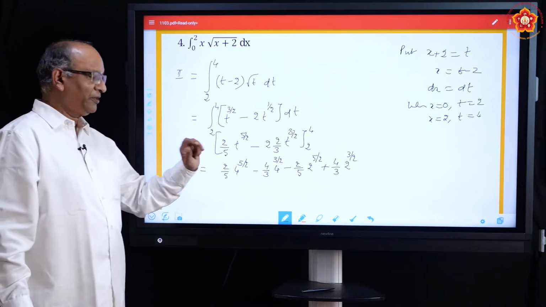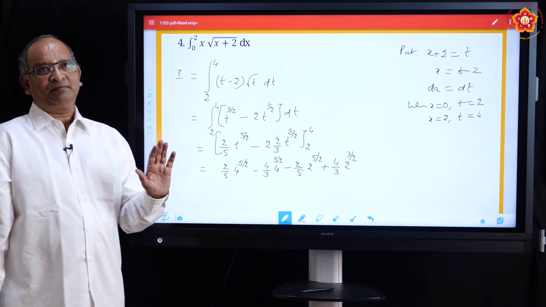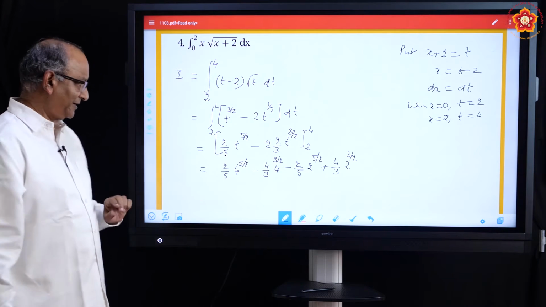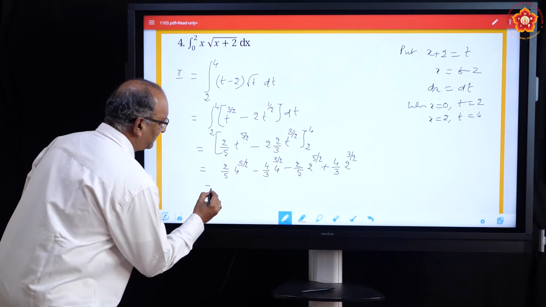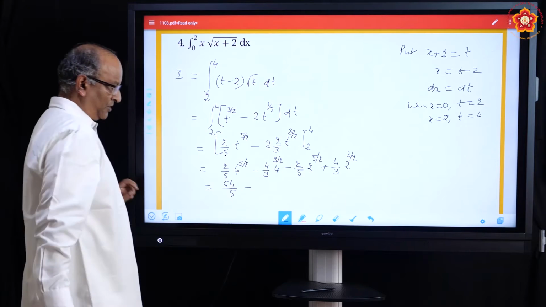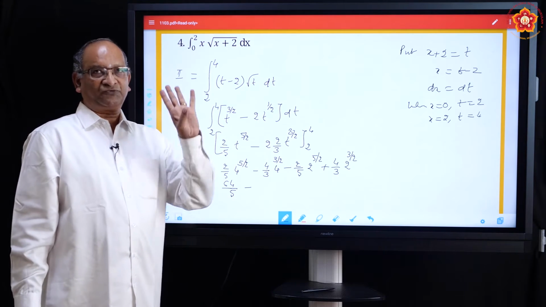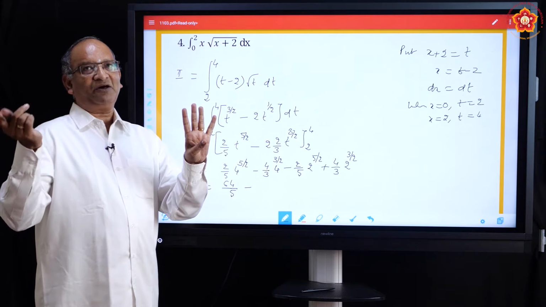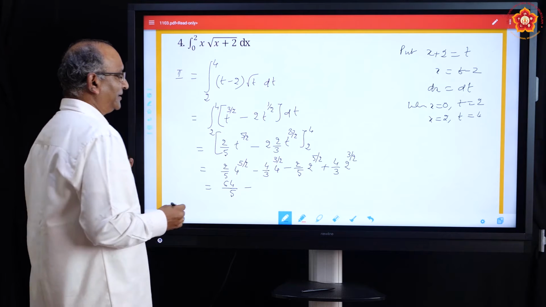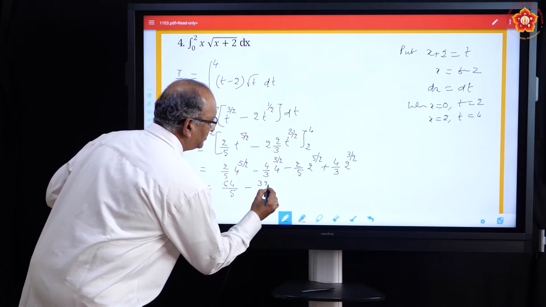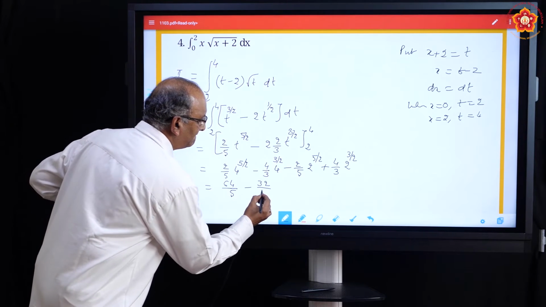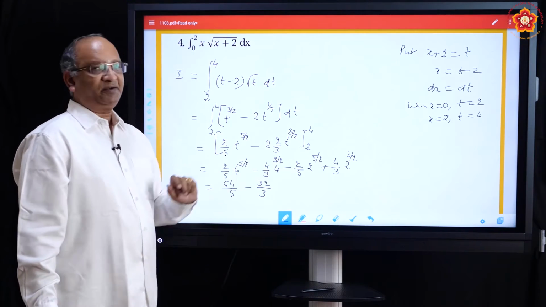Simplify it. 4 to the power 5 by 2. It is 4 square and then 4 to the power half. 4 square is 16. 16 into 2 is 32. 32 into 2 is 64. So it is basically 64 by 5 minus 4 to the power 3 by 2. Means it is 4 and 4 to the power half. 4 to the power half will become 2. 2 into 4 will become 8. 8 into 4 it will become 32. So it is 32 by 3.